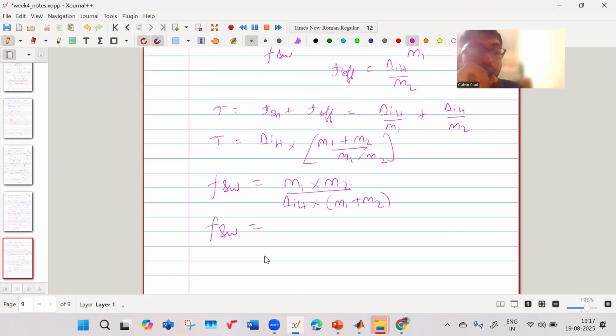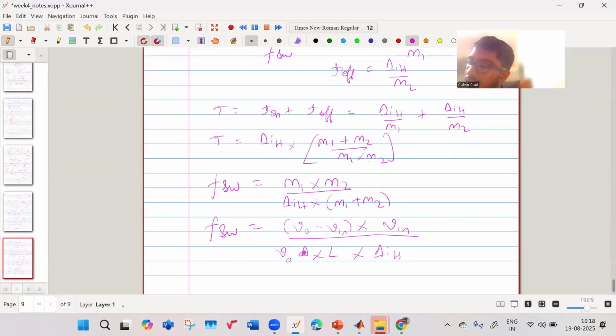Did you get any good expression? It is (V0 minus Vin) into Vin, divided by V0 into L into delta IH. Okay, correct. Yes, good. So this is the expression for switching frequency.